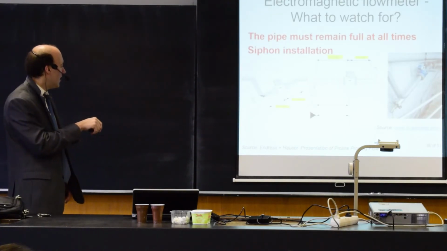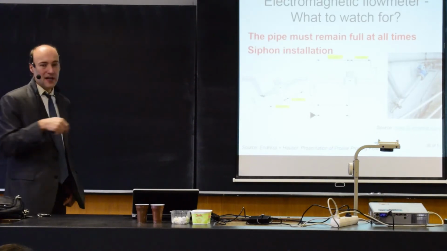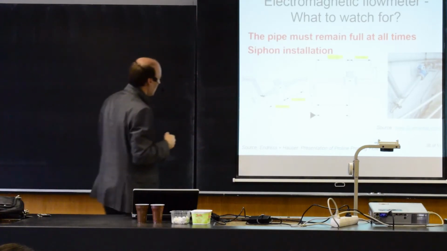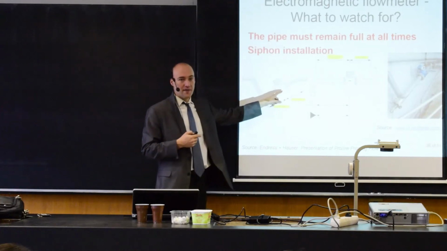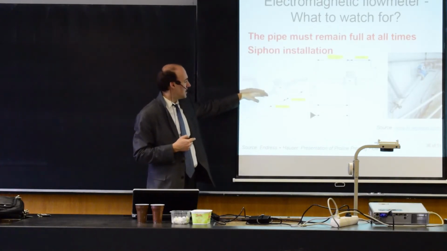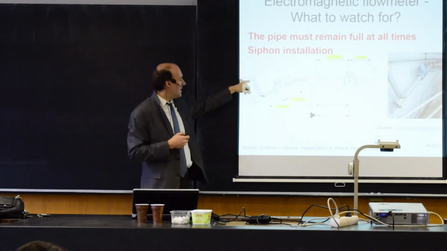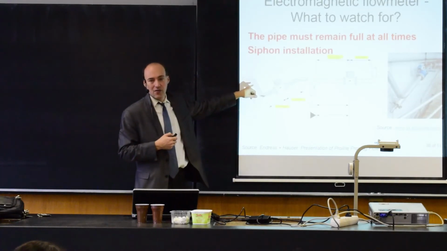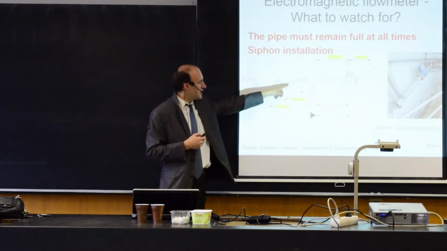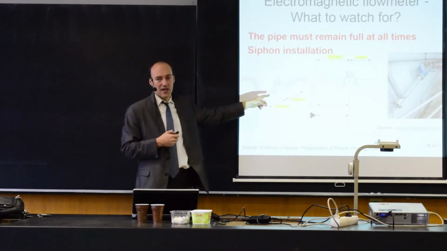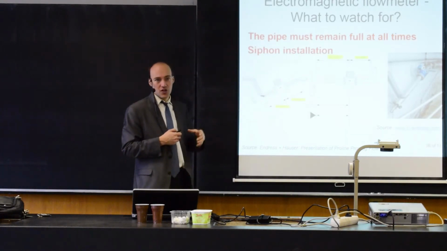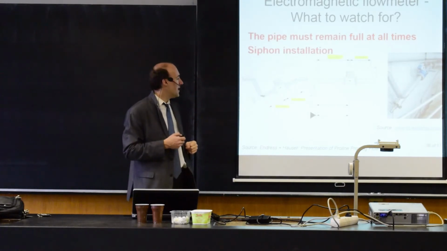So the correct installation can look like this. For example, if you have a horizontal pipe, then you install the sensor in this way. This makes sure that the flow meter is always below the eventual liquid level in the pipe, and that this system is full at all times, and then you have the known cross-section and you know it's full.